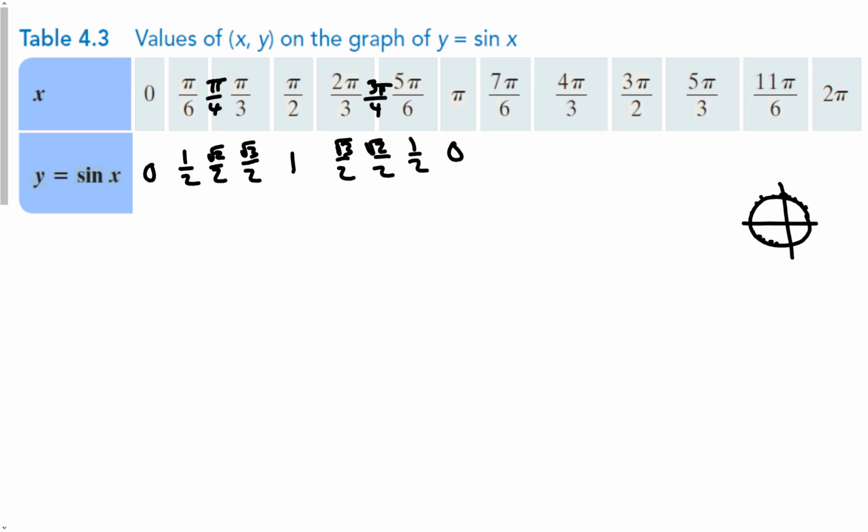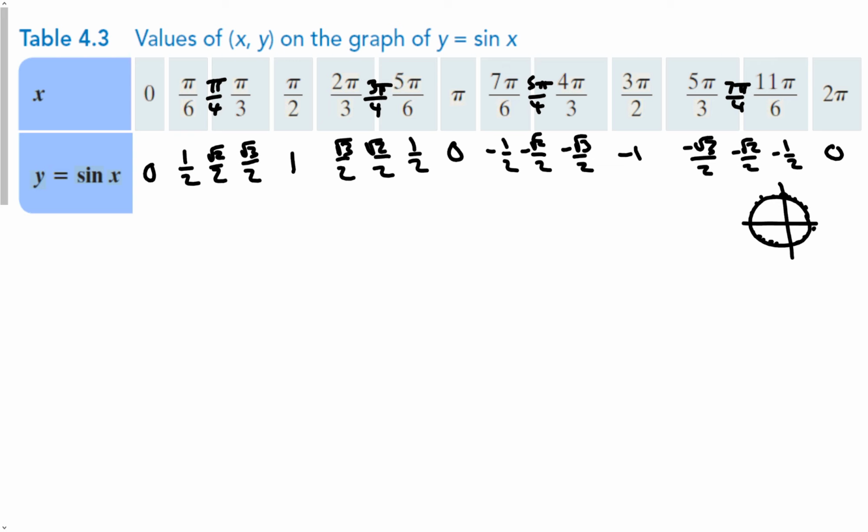Now, as we travel into the third quadrant, the y coordinates become negative. So this is negative 1/2. That would be 5 pi over 4. That would be negative radical 2 over 2. And this is negative radical 3 over 2. And negative 1. Then as we go into the fourth quadrant, the y coordinates are still negative, but they start to get a little bit bigger. So we have negative radical 3 over 2. At 7 pi over 4, it's negative radical 2 over 2, negative 1/2, and then back to 0.